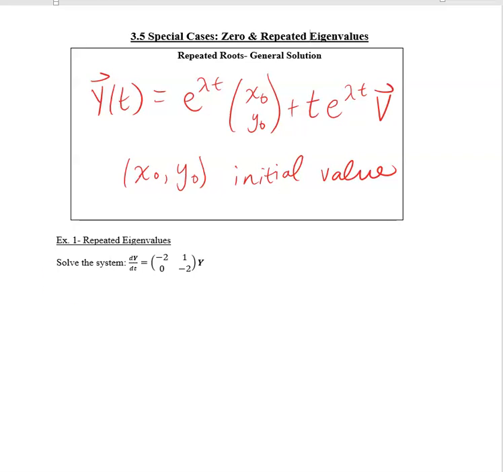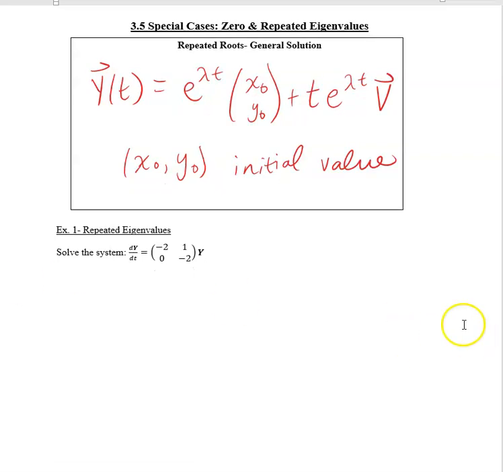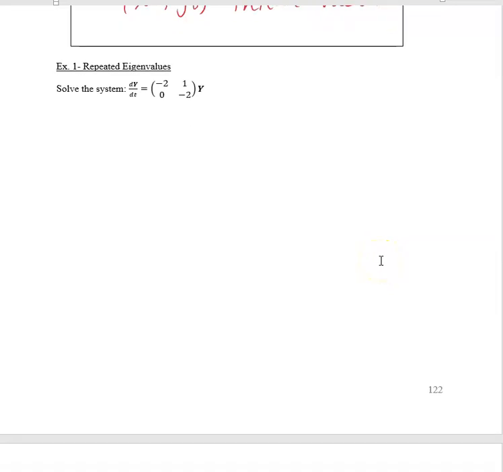So let's look at a quick example here. Solve this system, and I'm going to find the eigenvalues the same way I always do. We're going to use the determinant of this matrix. So we have -2 minus lambda times -2 minus lambda, minus 0, and that needs to equal 0, of course. So when we solve this, my only lambda value is -2. So that's a repeated eigenvalue.